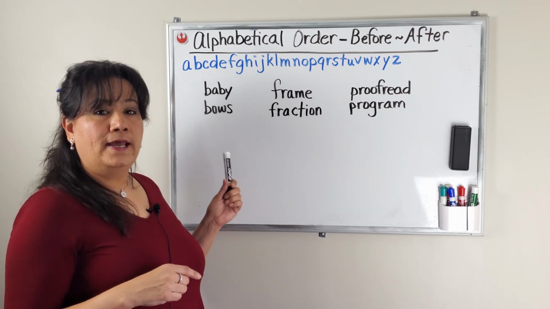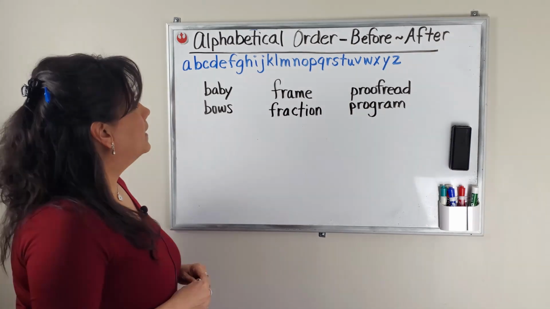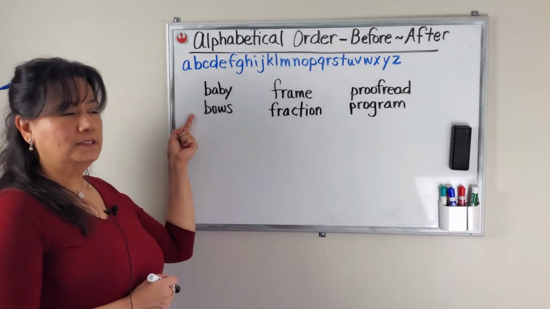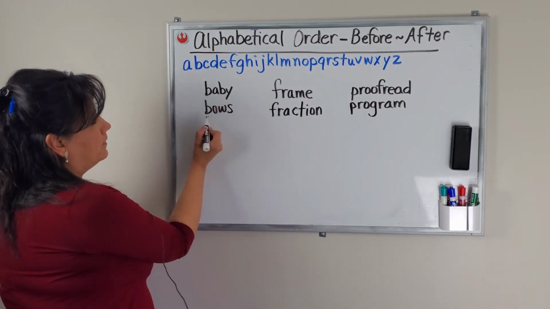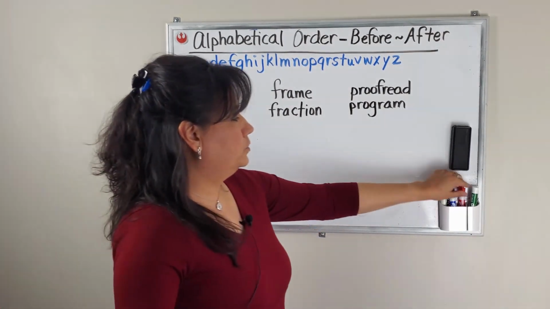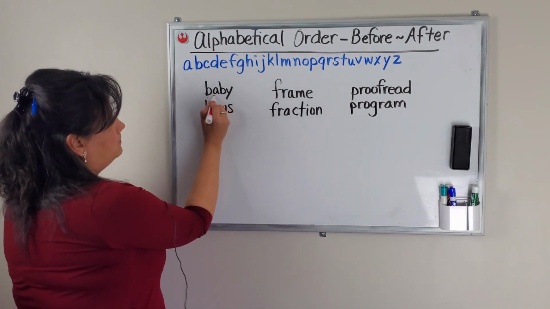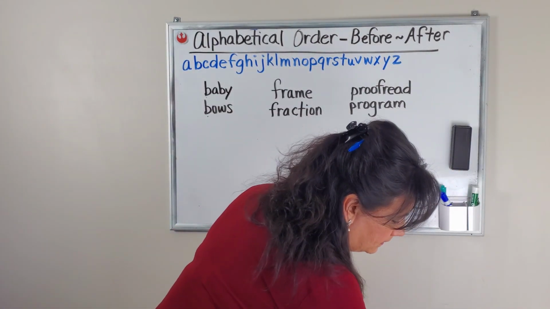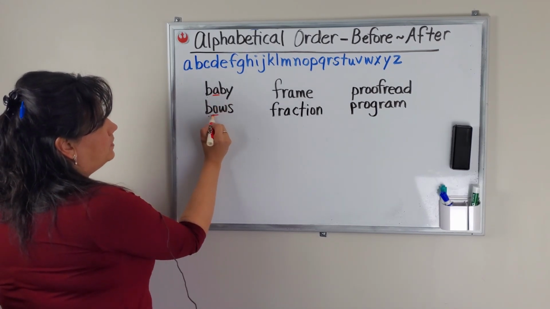So we are going to see these words. We're going to look at them and then see which one comes before and after. So we're going to take the first two words, and it is baby and bows. If we start the steps, we look at the first letter and they both begin with the letter B. So what do we do? We go to the second letter. So the second letter here, we have an A. And here we have an O. Got the wrong red marker. And this one is an A and this one is an O.